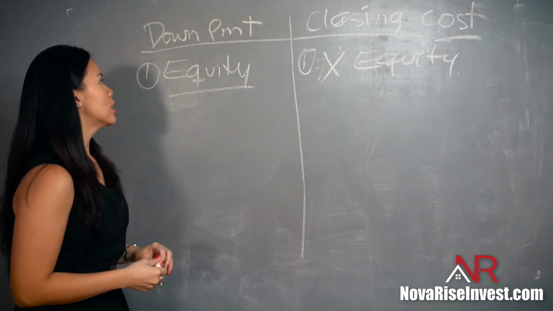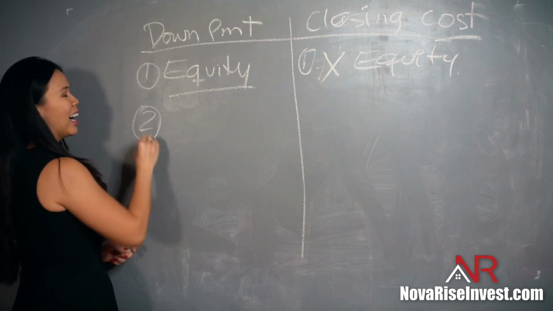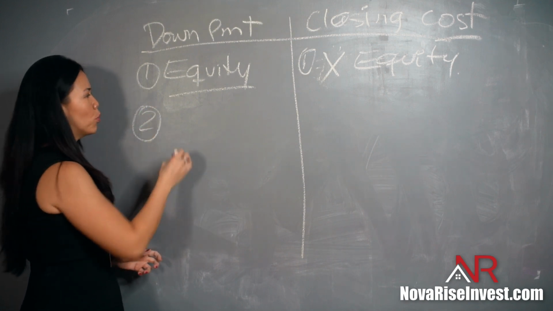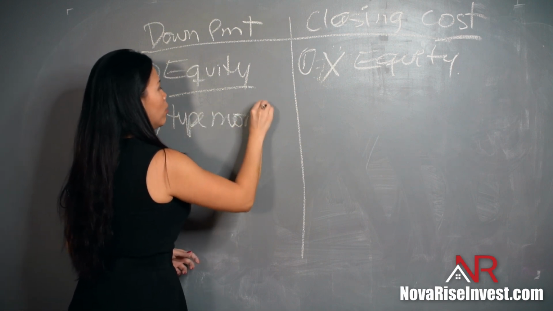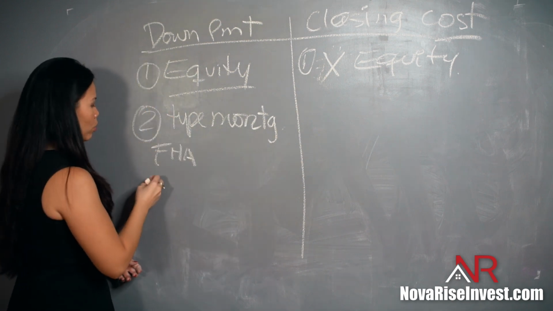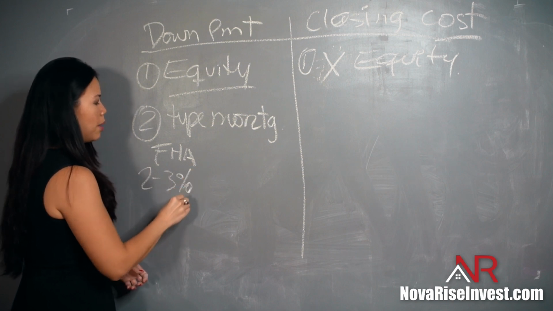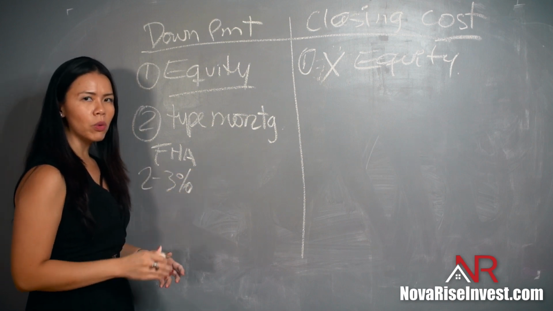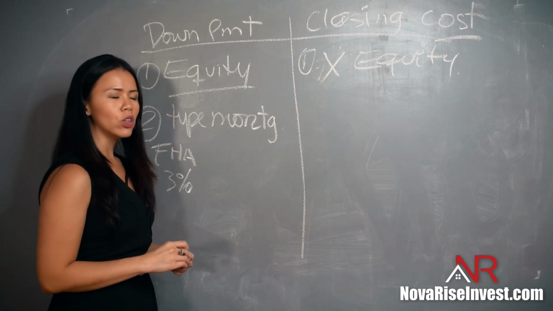The second thing that I want to highlight in terms of down payment is that it's highly dependent on the type of mortgage that you have. So there are various mortgages in the market. There are the FHA loans, which require somewhere between 2 to 3%. And if you don't know what the differences are, don't worry. I'm actually going to include the link down below to another video so you can learn a little bit more about that.